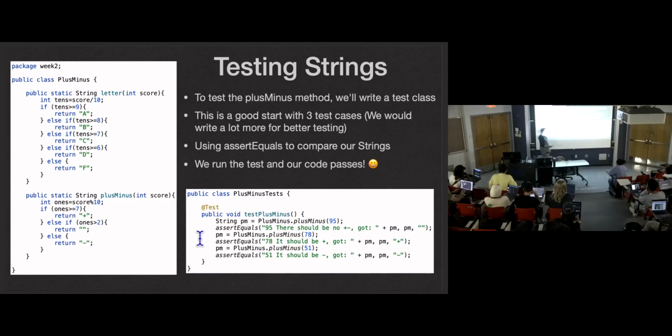So with 95, I expect no modifier. 78, I expect a plus. And 51, I expect a minus. But do I really? We can argue, I would argue anyway, that that's a bug in the code, that 51 should not be a minus, because at that point it's an F. An F minus is just an extra insult. And then 49 would be an F plus. You would get a better grade for going down.